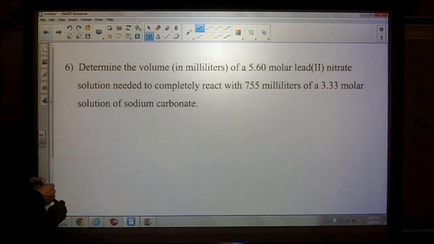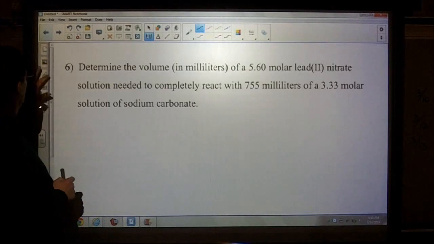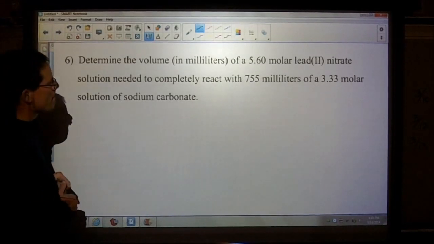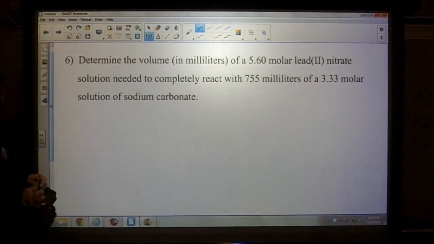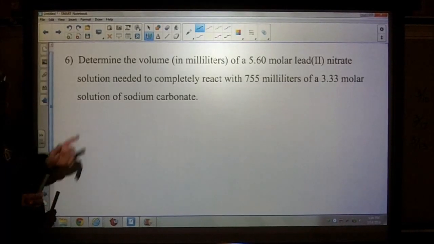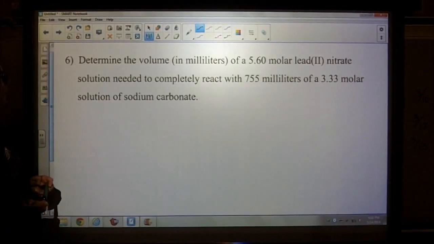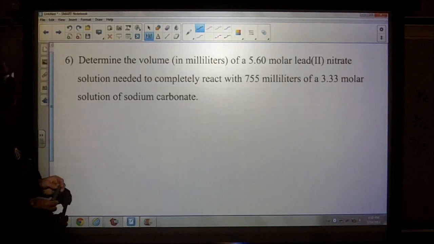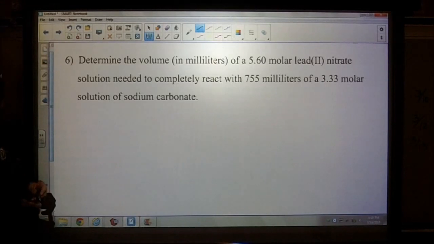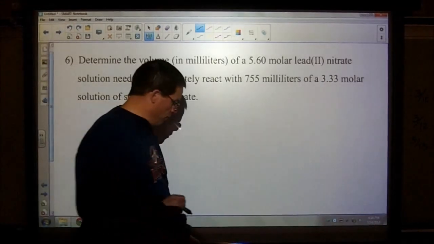What do we got? Ooh, this is a fun one. You're gonna like this one. I don't think we've worked one out like this before. Okay. Number 6 says, determine the volume in milliliters of a 5.6 molar lead-2 nitrate solution needed to completely react with 755 milliliters of a 3.33 molar solution of sodium carbonate. Wow, look at this. Isn't that a fun one?